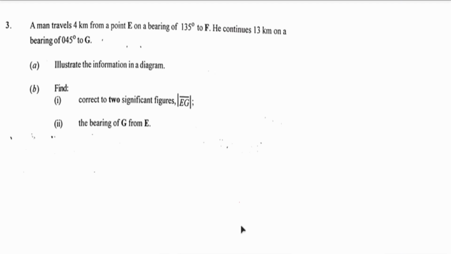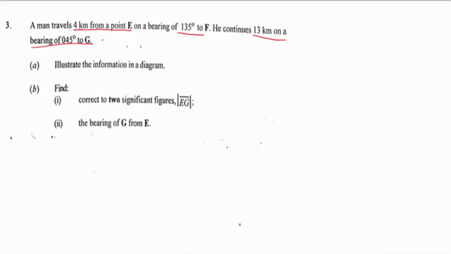And as usual, we'll first start by identifying some key facts from this problem that can help us solve the problem easily. The first thing is that the man traveled 4 kilometers from the point E, and the bearing of that travel is 135 degrees to F. And also he continues 13 kilometers on a bearing of 45 degrees, or 045. We have 045 because bearing is written in 3 digits. So if you have 2 digits, you bring 0 before the number.